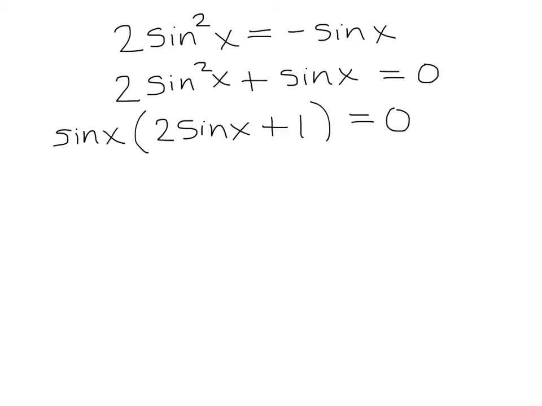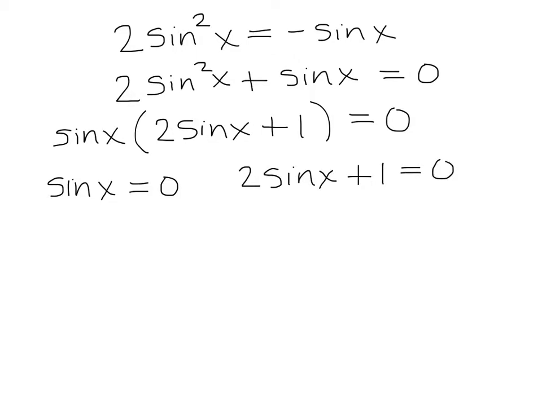Now if you notice you have two pieces multiplying to 0, so you use your zero product property. You set the sine of x equal to 0. You also set 2 sine x plus 1 equal to 0. Going back to the first equation, where is the sine equal to 0? Remember, sine is the y-coordinate. So y is equal to 0 at the angles of x equals 0 and pi.